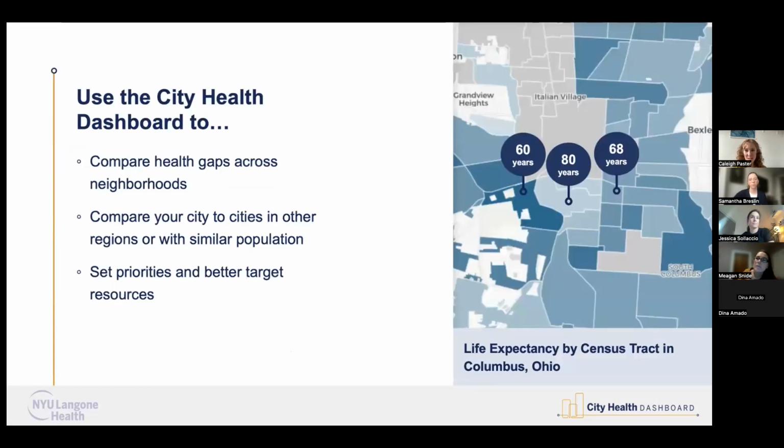So we've designed the dashboard to be very flexible and to be used in a lot of different ways. Some of those ways we've listed here, so you can compare health gaps across neighborhoods when you look at the maps. You can compare your city to other cities in your region or other cities with similar properties as yours. And this will hopefully help cities better set priorities and target resources.